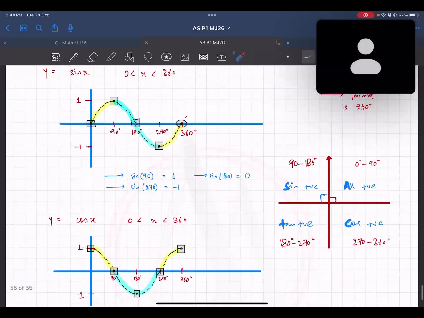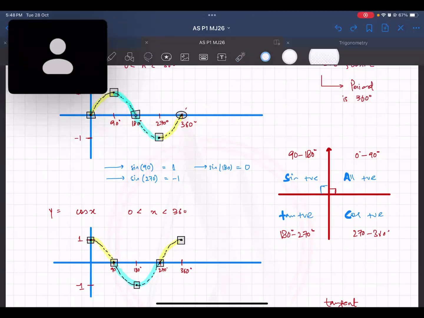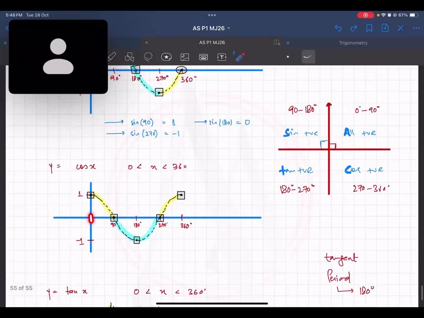Then the next one is cos. Cos and sine are very similar. If you move the sine graph over to this point, so that it starts from the maximum, then this would be your cos. Look, the cos graph is starting from the maximum. And again, the same 5 points: 0, 90, 180, 270, 360. The difference is it starts from maximum, then 0, then minimum, then 0, then maximum. And then you join them with a smooth curve.